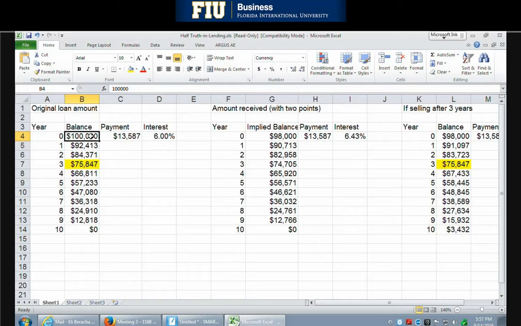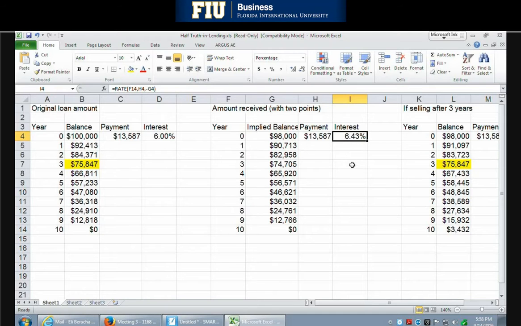So you want to make sure that you also account for those $2,000. Basically, you're really receiving $98,000, but they charge you the same payment as if you received $100,000, because really you borrowed $100,000, except they only give you 98. If you calculate the rate on that to go all the way from 98,000 to 0 with the same payment that you'd pay on a $100,000 mortgage, your rate is 6.43.